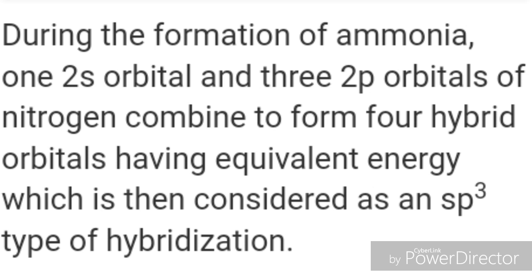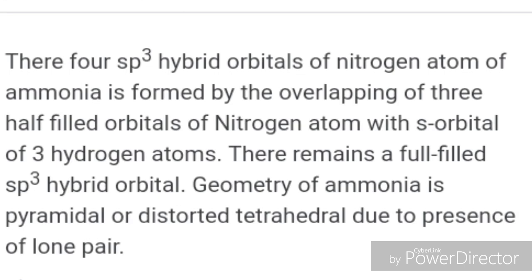Students, you know the electronic configuration of nitrogen is 1s2, 2s2, 2p3. Four sp3 hybrid orbitals of the nitrogen atom of ammonia are formed by the overlapping of three half-filled orbitals of the nitrogen atom with the s orbitals of three hydrogen atoms. There remains a fully filled sp3 hybrid orbital. The molecular geometry of ammonia is pyramidal or distorted tetrahedral due to the presence of a lone pair. One lone pair is seen in the ammonia molecule.